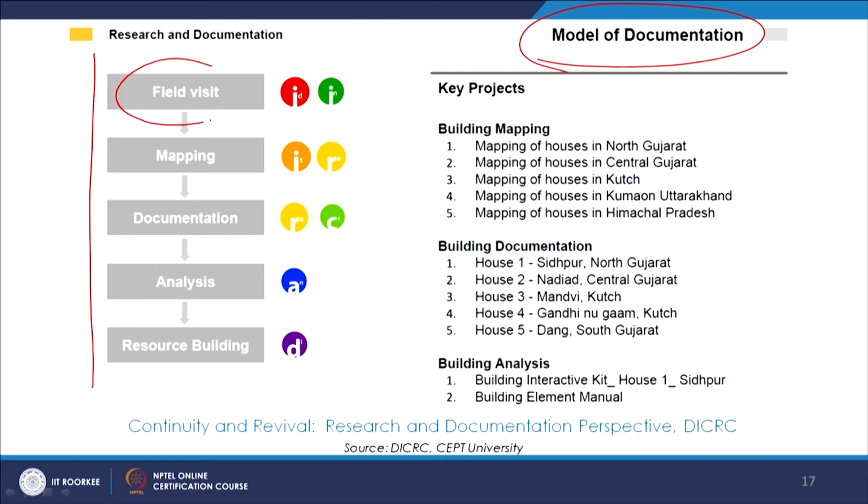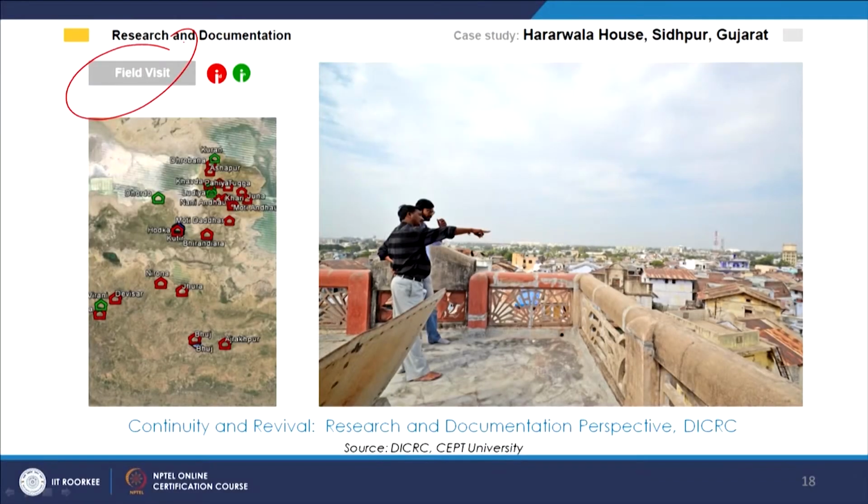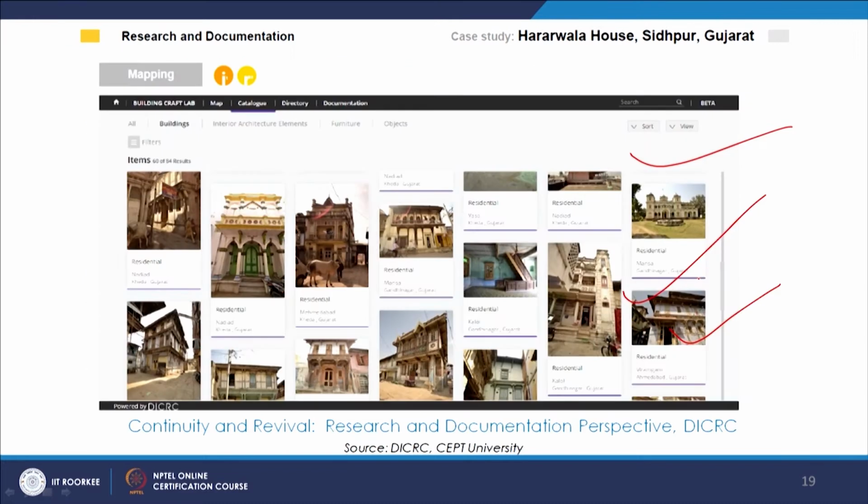So again, from field visit all the way till resource building, they have this set of step-by-step activities which is now a sort of a framework which they follow as a system, and then there are certain projects through which these actions and activities are highlighted. So field visit, going on the field, discussing with the people who are native and then learning from them, and again creating this rich repository, documenting, putting data online.